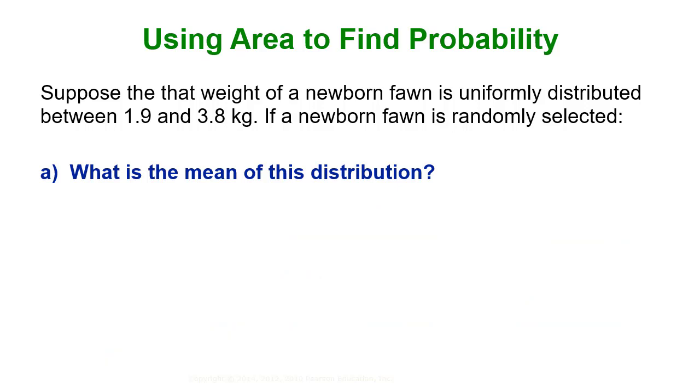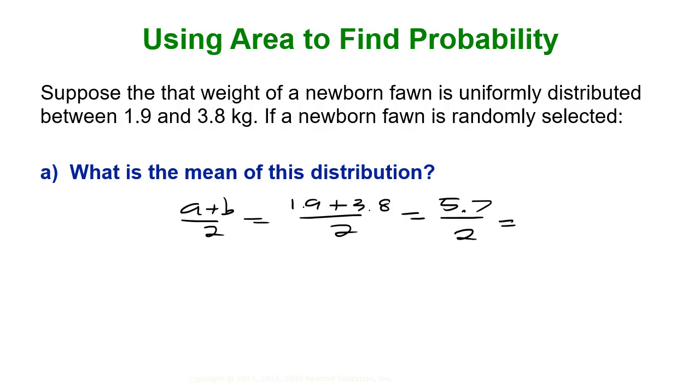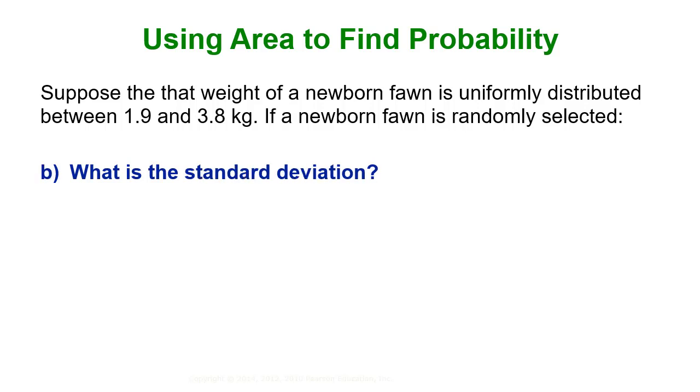Okay, so the first one, what's the mean of this distribution? Well, remember the mean is that simple formula of A plus B over 2. So in this case, it's 1.9 plus 3.8 all over 2, which of course is, what is that, 5.7 all over 2, which gives us an average of 2.85.